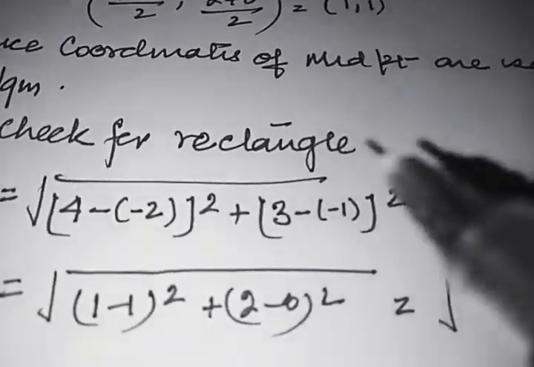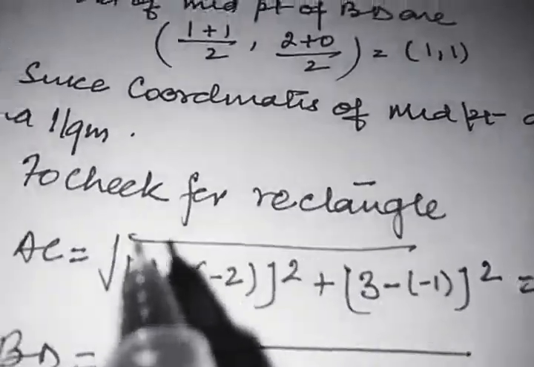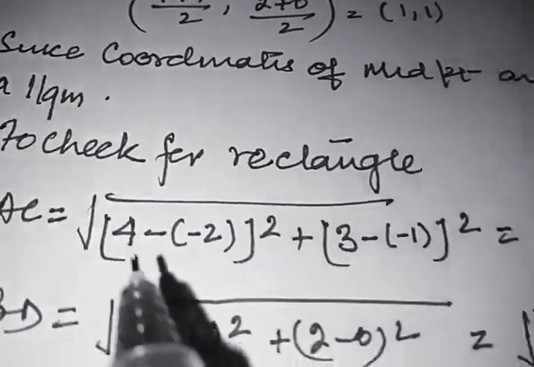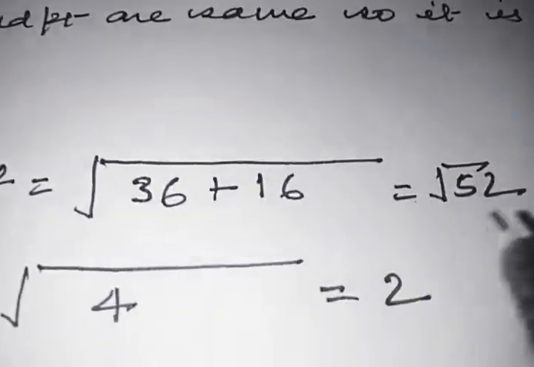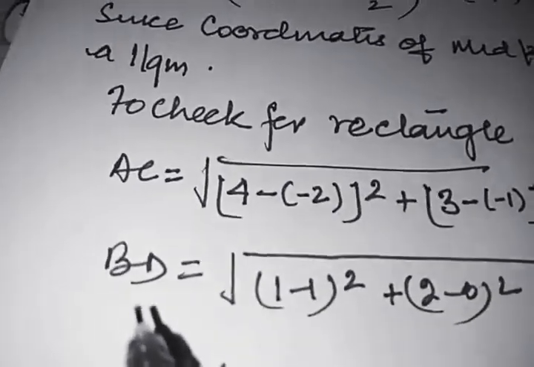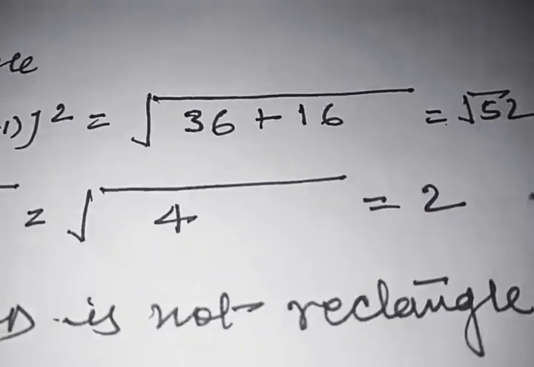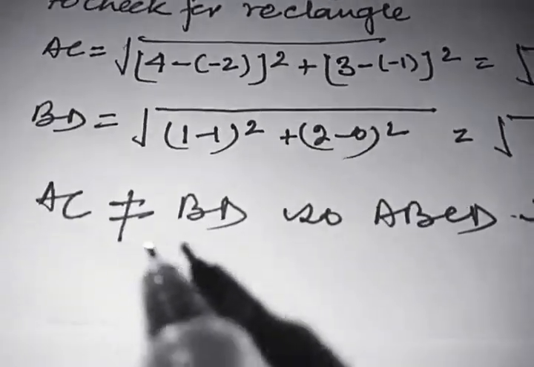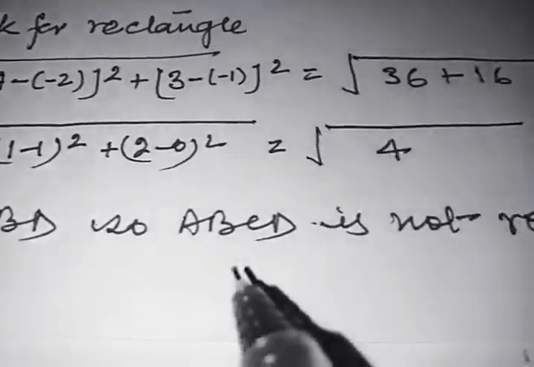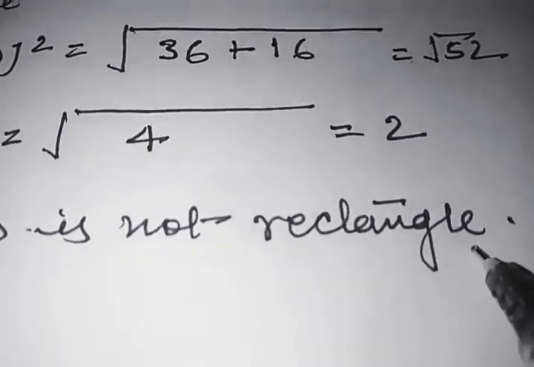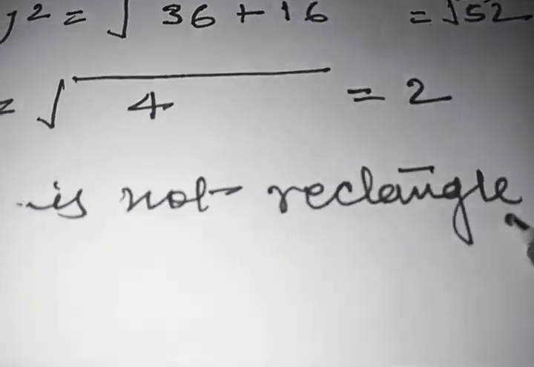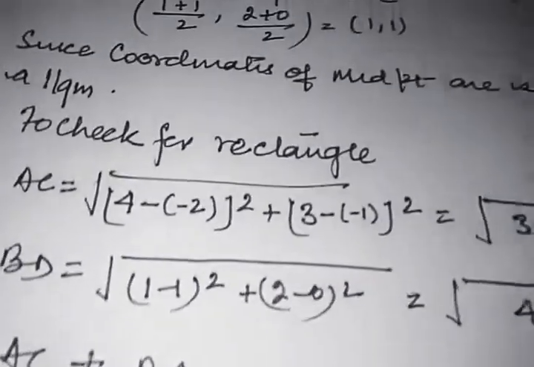So what happens in a rectangle? The diagonals are equal. So we have to find the value of diagonal AC. This is root 52, and diagonal BD is equal to 2. So since AC is not equal to BD, ABCD is not a rectangle. It will not be a rectangle. Okay.